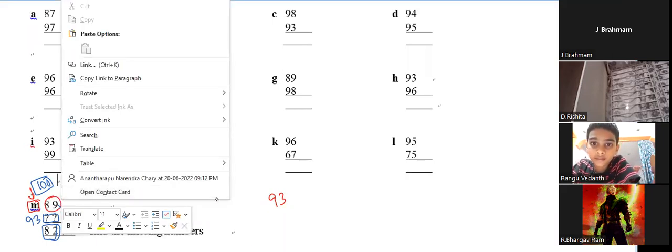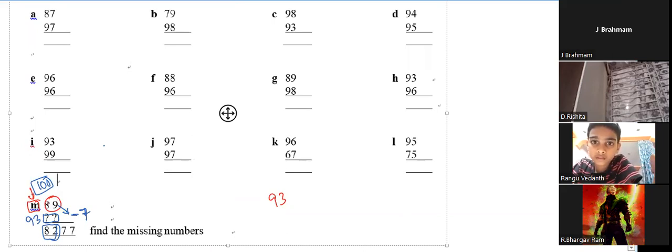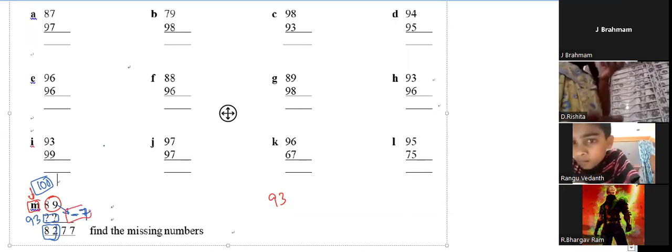Sir, we should minus 7. Simply see 100 here. 89 is how much less than 100? 89 becomes 82 means we have subtracted minus 7. So this place must be minus 7. This place is minus 7 means the question mark place should be 93.